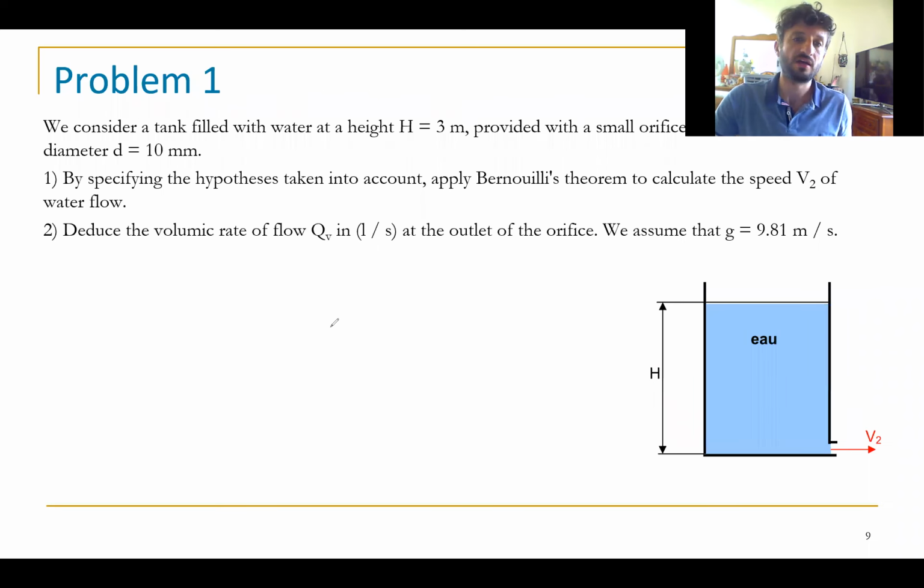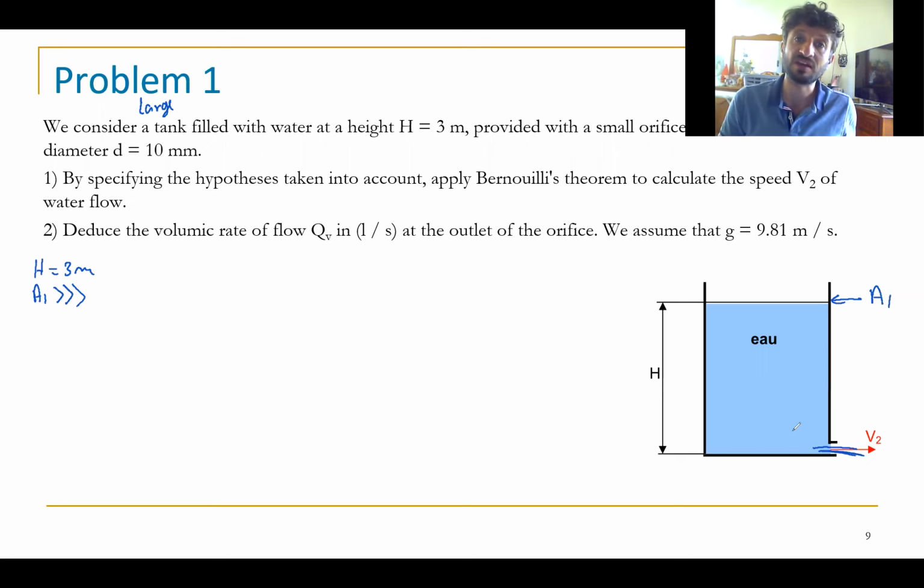One application to the dynamic fluid: we consider a large tank. We have a large tank filled with water at a height capital H equal to 3 meters. When I say we have a large tank, it means we have a large cross-sectional area, here A1. A1 is very large. The system is provided with a small orifice where we have the outlet and the flow of the fluid.